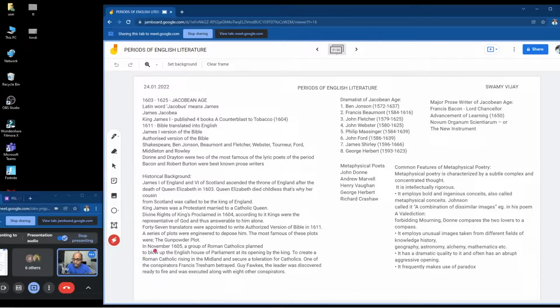So what they did, in November 1605, a group of Roman Catholics planned to blow up the English House of Parliament at its opening by the king, to create a Roman Catholic rising in the Midlands and secure a toleration for Catholics. One of the conspirators, Francis Tresham, betrayed them. Guy Fawkes, the leader, was discovered ready to fire and was executed along with 8 other conspirators. So during his period, the conflict between Protestants and Catholics reached its height.